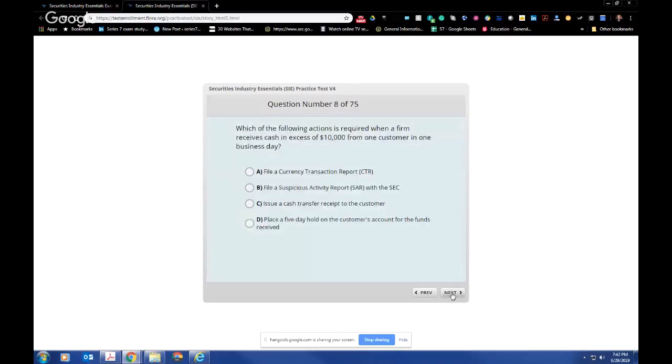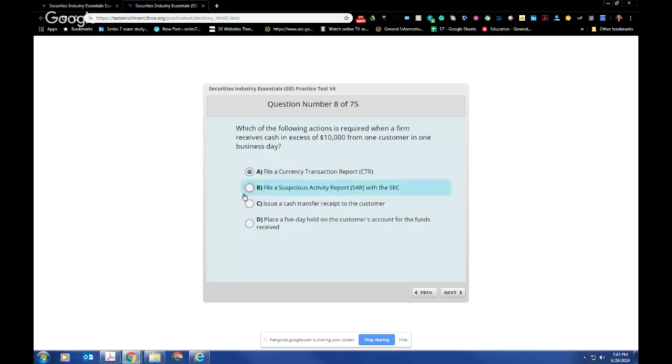Love it. Okay. Which of the following actions is required when a firm receives cash in excess of 10 grand from one customer in one business day? So if cash or cash equivalents like money orders goes into the firm or out of the firm, you have to file a CTR. SARS, that's if they do something wrong, you're screwing the guy's life up. A cash transfer receipt sounds wonderful, but you probably should give a receipt, but that's not the answer. You don't hold their money. You file a currency transaction report.